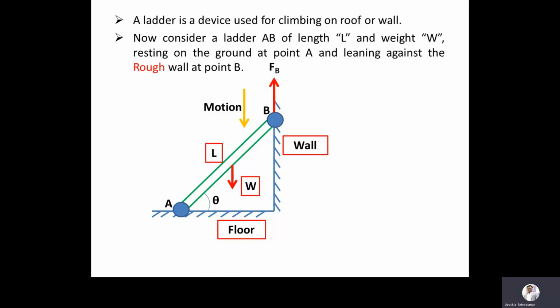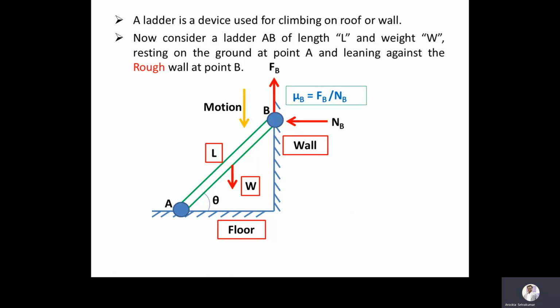Then obviously we know that the wall is a support, so at point B we will have a normal reaction, that is NB. Once we know the frictional force FB and NB, obviously we can calculate the coefficient of friction at point B, that is mu B is equal to FB by NB.